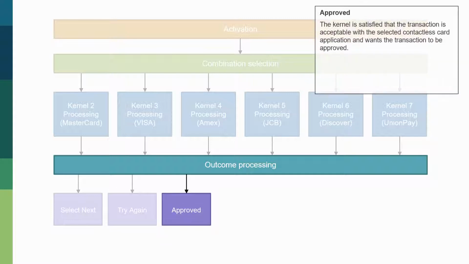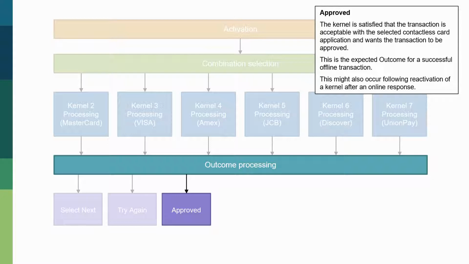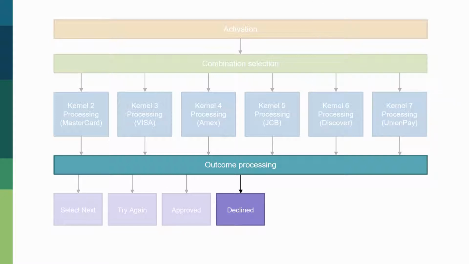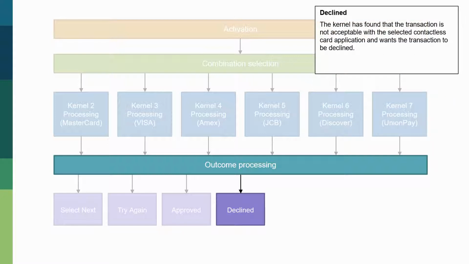The next possible outcome is approved. The kernel is satisfied that the transaction is acceptable with the selected contactless card application and wants the transaction to be approved. This is the expected outcome for a successful offline transaction. This might also occur following reactivation of a kernel after an online response. The next one is declined. The kernel has found that the transaction is not acceptable with the selected contactless card application and wants the transaction to be declined. This might also occur following reactivation of a kernel after an online response.